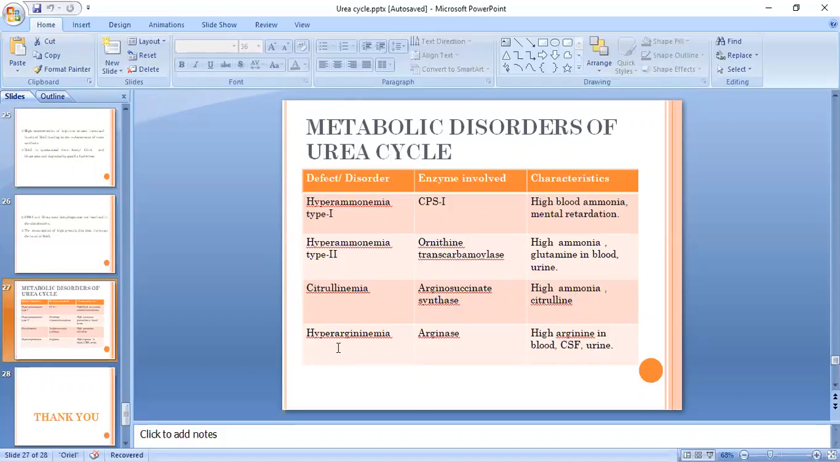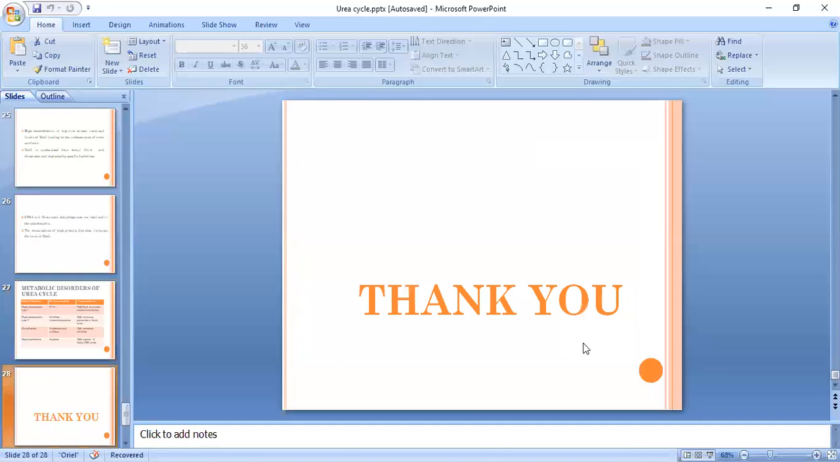The next one is hyperarginemia. The name itself tells there is an increase in the concentration of arginine. It is caused by a defect in the enzyme known as arginase. The characteristic features are a high arginine concentration in the blood, CSF, which is cerebrospinal fluid, and urine. So these are the different metabolic disorders which occur because of the urea cycle in the body. So hope you understood.